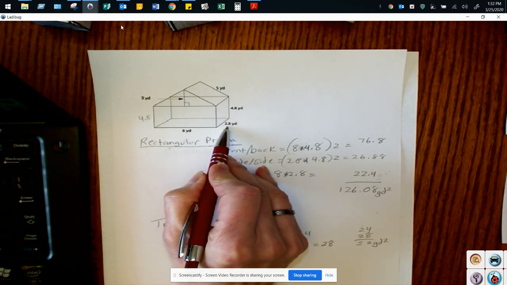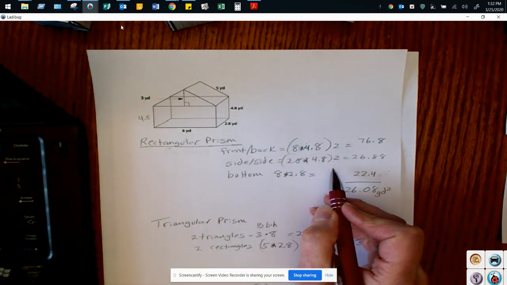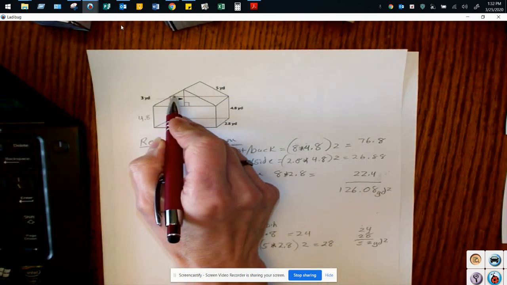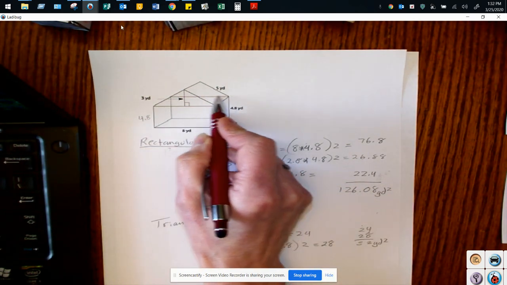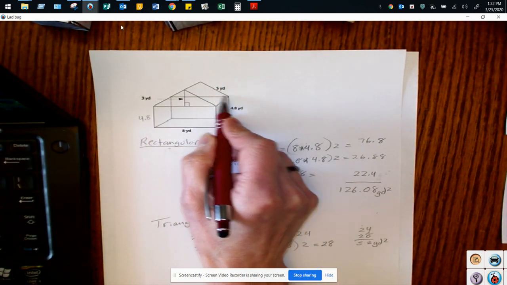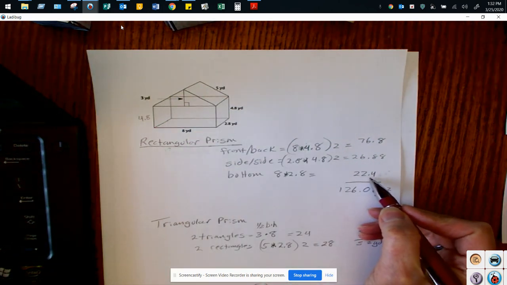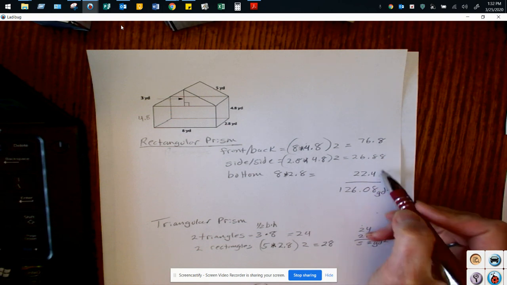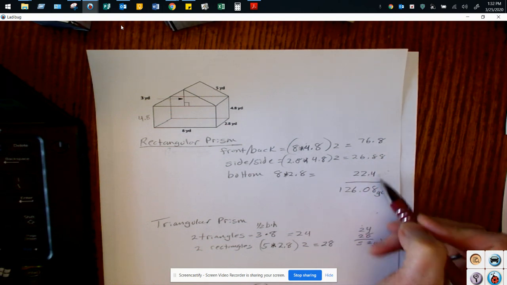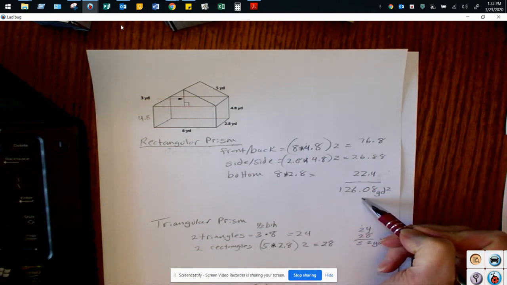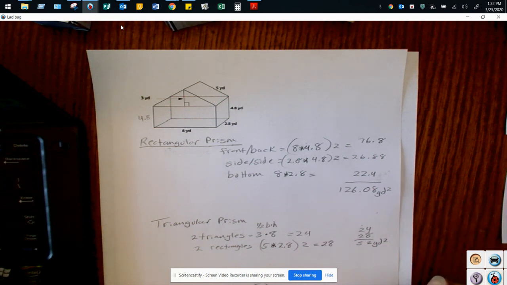Now I've got the bottom, this part here. That's an 8 by 2.8. I'm not going to double it because the top part here is being covered by the bottom of the triangular prism. So I'm just going to do the bottom, get 22.4. And if I add those three together, I get 126.8 yards squared.